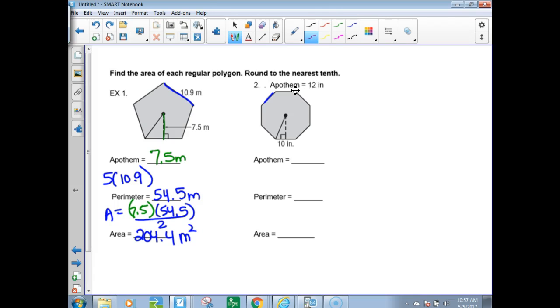Okay, example 2. The apothem is told to be 12. So 12 inches for your apothem. Your perimeter, there are 8 sides to that figure, so the perimeter is 8 times 10, or 80 inches. And the area, we're just going to do 12 times 80 divided by 2. It doesn't matter when you divide by 2. So if I divide 12 by 2, I can do that in my head by doing 6 times 80. That'd be 480 square inches.